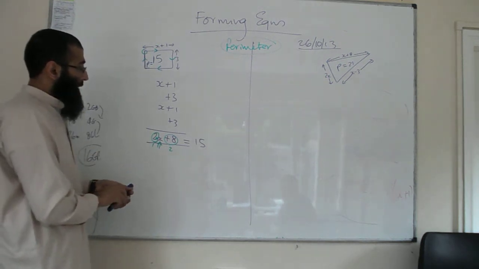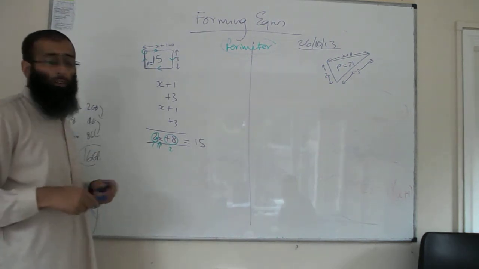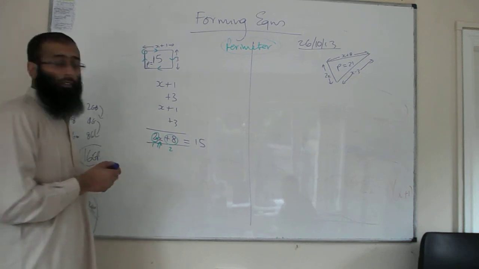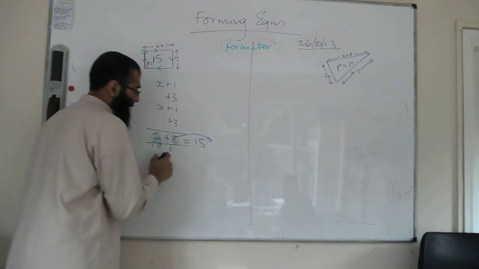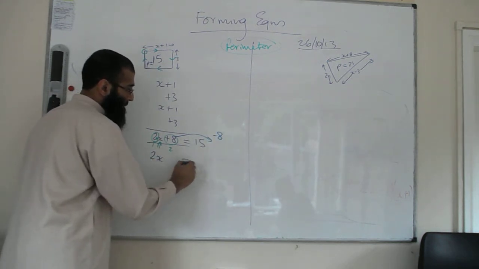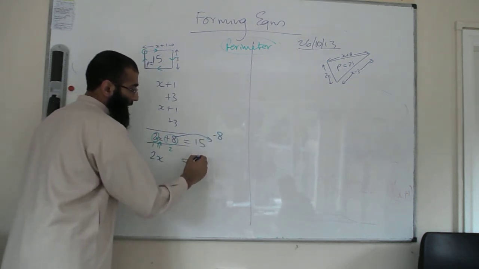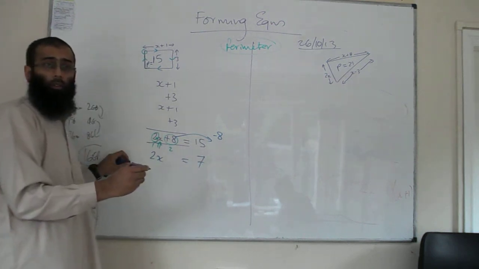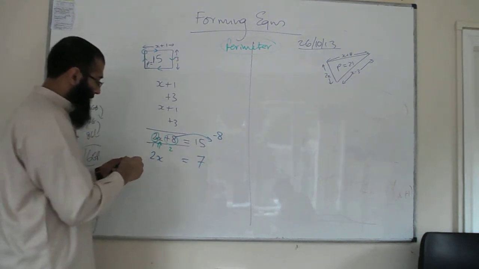Now what do we do? Which action do we move first, Zishan? The first action first or second action first? Second. Yes, you always move the last action first. Opposite of add 8 is? Minus 8. Copy down the 2x. 15 take away 8 will give us an answer of? Okay, 7? Yep.